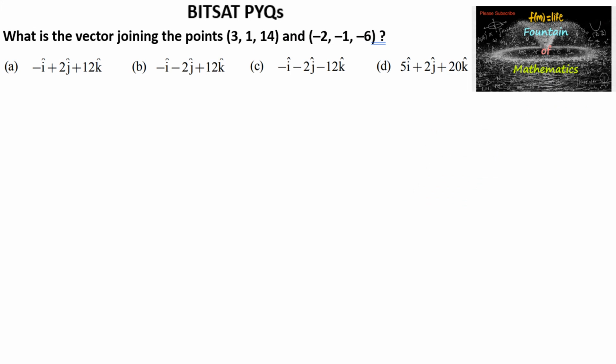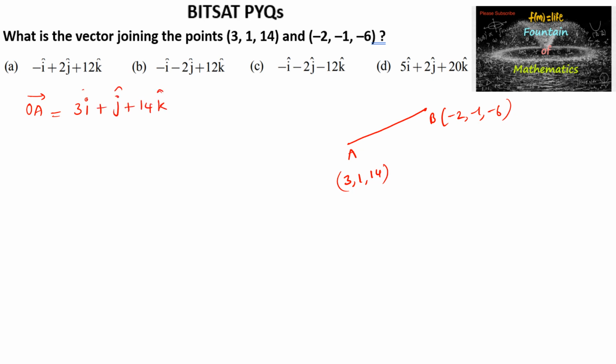So we need to find the vector joining the points. Say the point A is (3, 1, 14), and the point B is (-2, -1, -6). So we can mention the position vector of A, OA, is equal to 3i plus j plus 14 times k, and the position vector of B, OB, is equal to -2i minus j minus 6k. And now the vector AB is equal to OB minus OA, we can write.